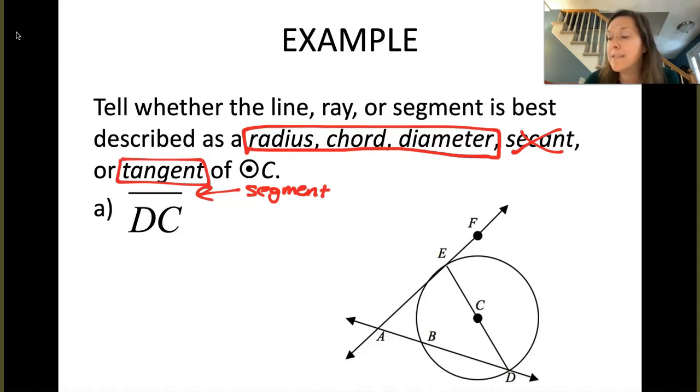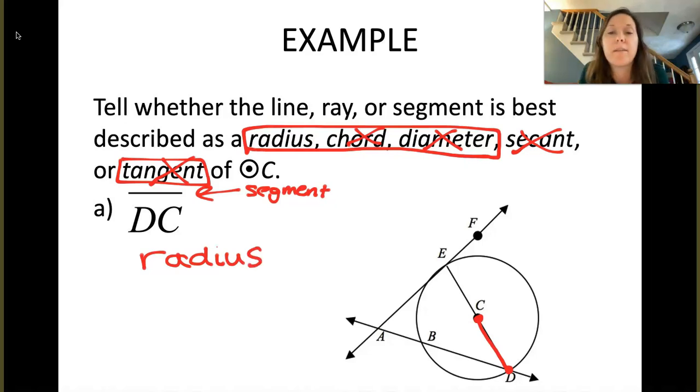So let's go find point D. Point D is down here and C is right here. So it doesn't go all the way through the circle. So its endpoints are not on both sides of the circle. So it can't be a chord, it can't be a diameter. And it's inside, so it can't be a tangent. Tangent needs to be outside of the circle. So my only option is a radius. And yes, it is a radius because it has an endpoint on the circle and its other endpoint is in the center of the circle.